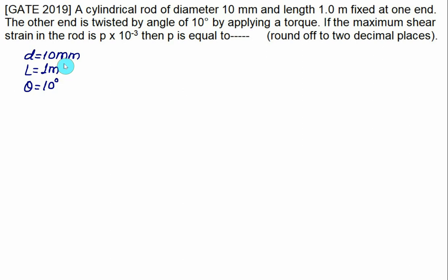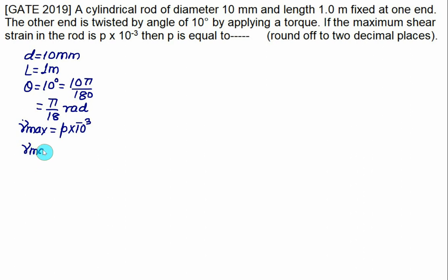We have given the diameter equal to 10 mm, length equal to 1 meter, theta equal to 10 degree, which is the same as 10 multiplied by pi divided by 180, that is equal to pi divided by 18. So you have to always use theta in radian. The maximum shear strain you have to find out in terms of P, and is given as P into 10 to the power minus 3. Now recall that the maximum shear strain gamma max is equal to tau max divided by modulus of rigidity G. So this formula you have to develop first.